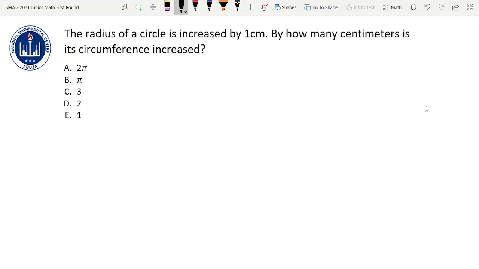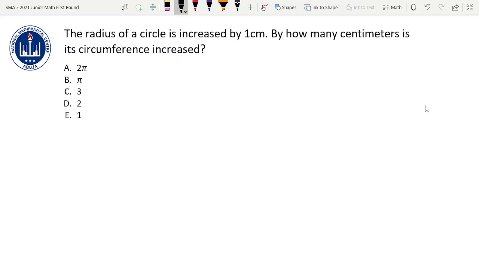The most straightforward way of going about this question is to just assume the radius of a circle to be something initially, find what the circumference will be, and then increase the radius by 1, find what the new circumference will be, and take the difference. That's a good way of going about it in an exam. That's what you should do. But I will do it that way, and then I'll also go about this question in a different way.